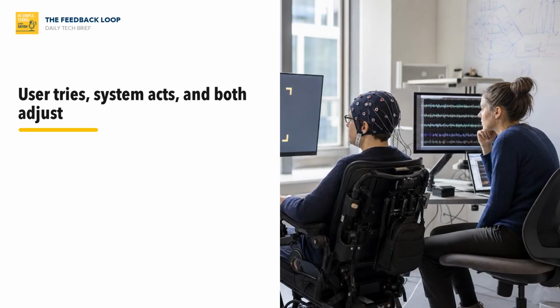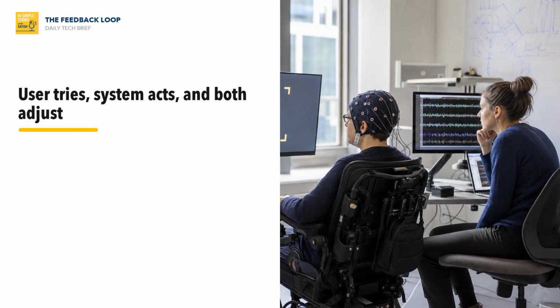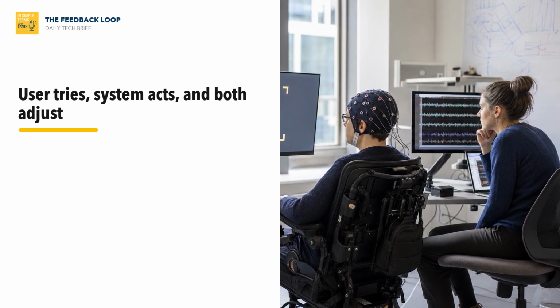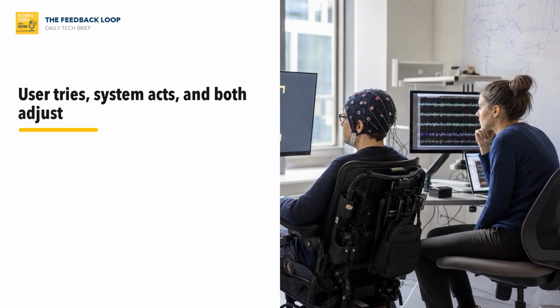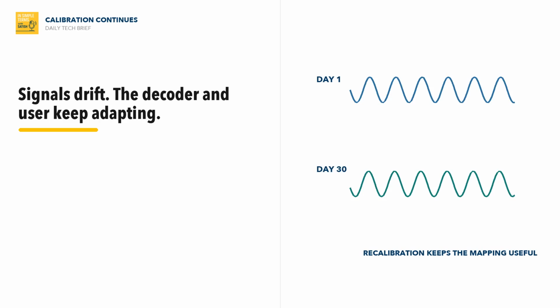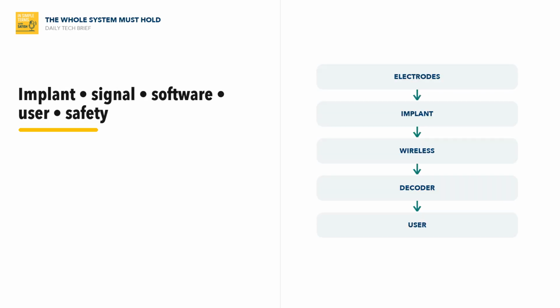There is also a feedback loop. The user sees what happened on the screen. Maybe the cursor moved too far. Maybe it moved in the wrong direction. The software adjusts. The user adjusts too. That is why this is not a one-time setup. Brain signals can change from day to day. Electrodes may pick up slightly different signals over time. The person may learn better ways to control the system. So brain chip engineering is not just putting hardware in the body. It is keeping the implant, the signal, the decoder, the user, and the safety monitoring working together.